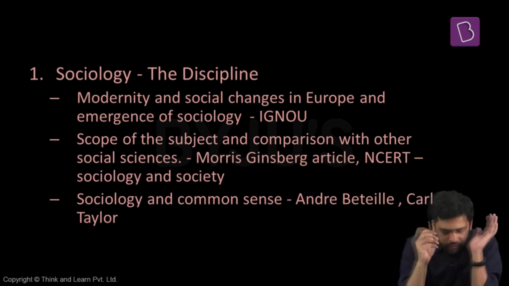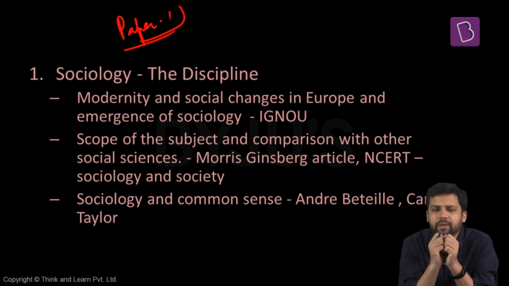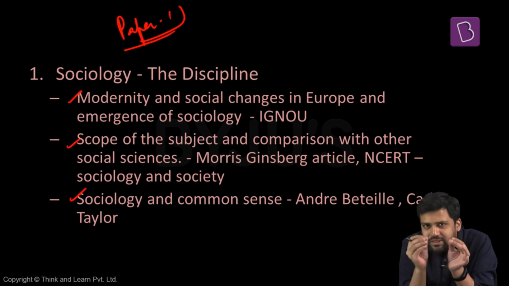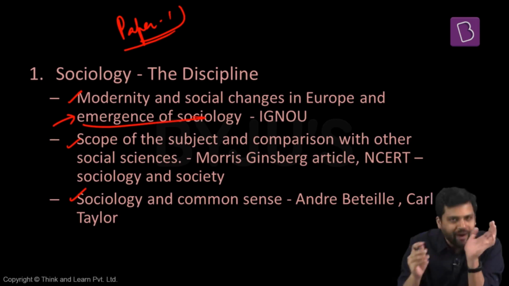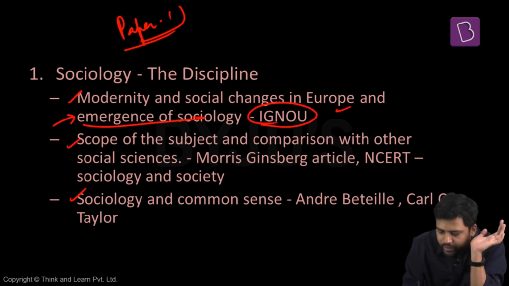The first chapter, paper one, first chapter, sociology as a discipline. Now, in this chapter, we again have three subtopics. First is about the emergence of sociology as a discipline. For this topic, you have to refer to the class notes. That's the most fundamental thing. Apart from that, IGNOU resources.